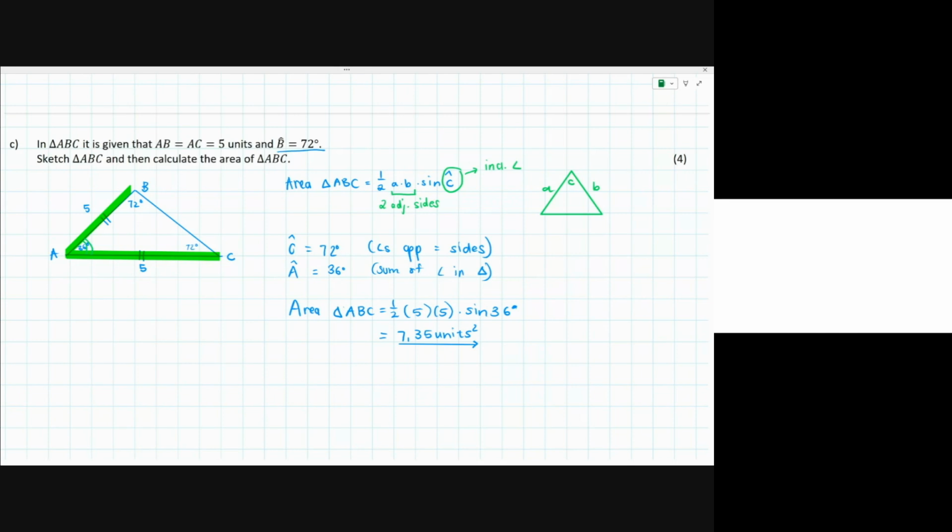Okay, so this was 4 marks. So getting the angle C, getting your angle A, substituting into your formula, getting your answer. All right, so again, not a hard question once we actually get into it, but it's just understanding that without a sketch, we do need to be able to visualize what's happening. Right, so let's screenshot this, and then we'll have a look.